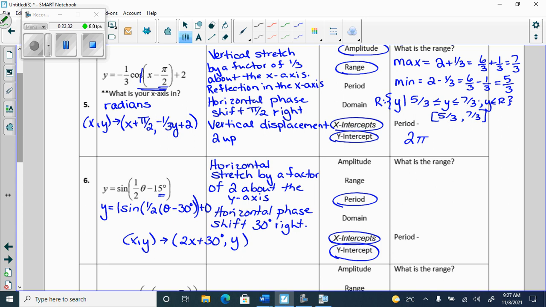What's my range? Well, my maximum is d, which is 0, plus my amplitude, which is 1, so 1. My minimum is d minus 0, so 0 minus 1, which is negative 1. So negative 1 is less than or equal to y is less than or equal to 1, y in R.